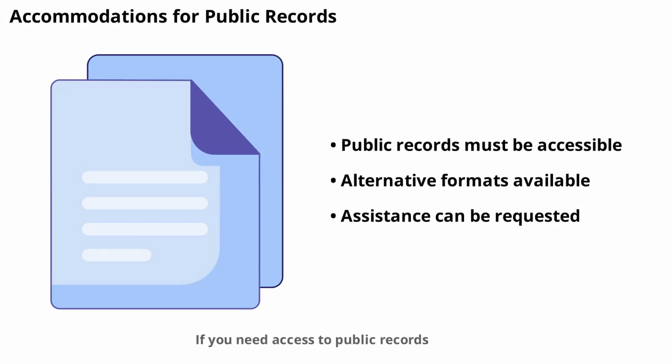If you need access to public records, you can request accommodations such as alternative formats or assistance reviewing documents. State offices must make records accessible to everyone, regardless of disability.